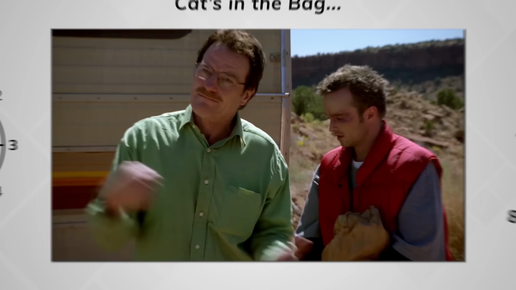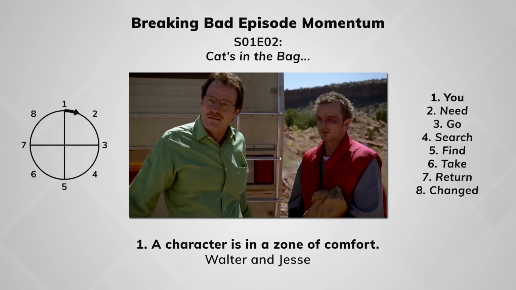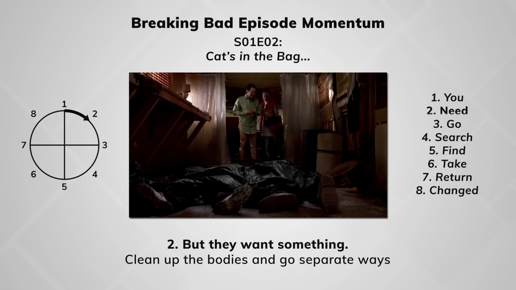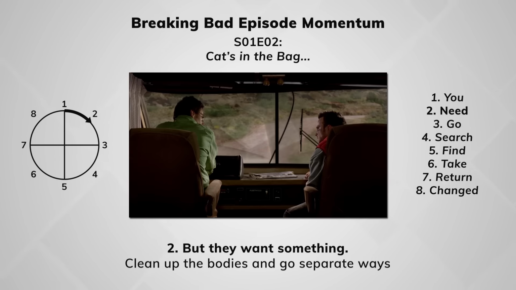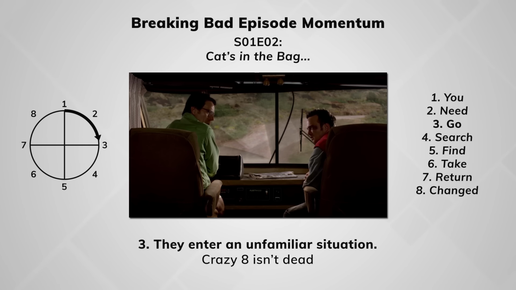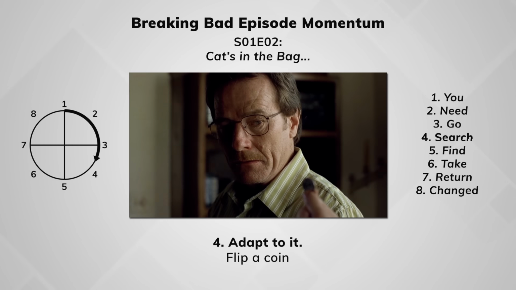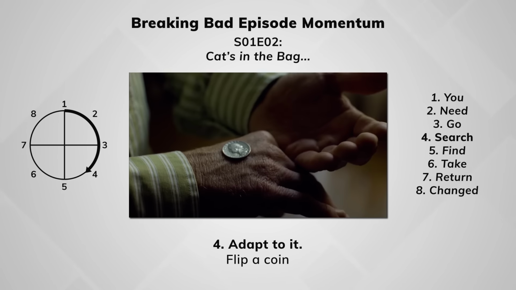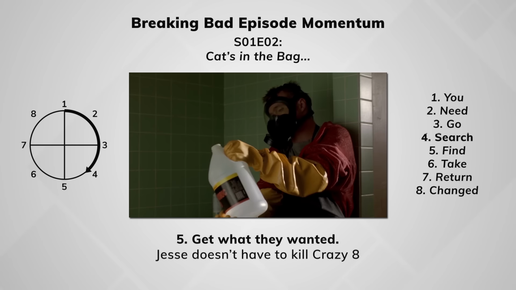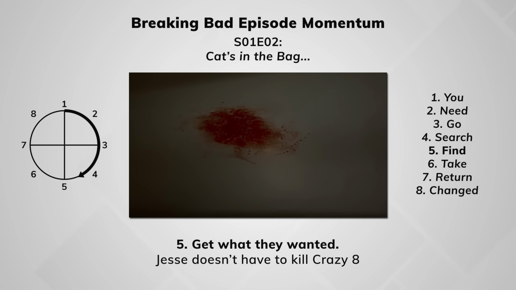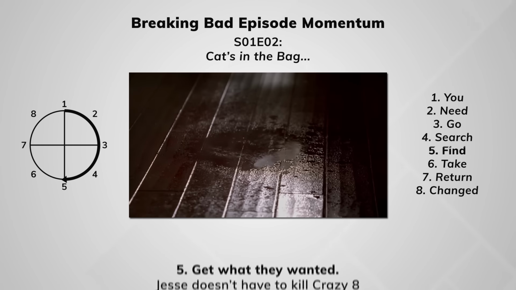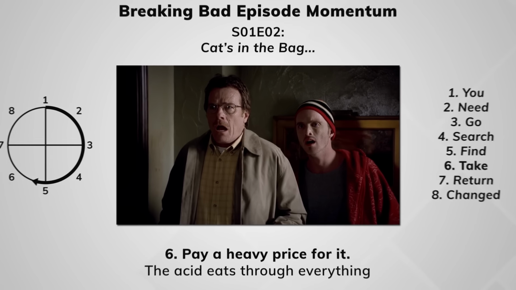In episode 2, Walter and Jesse are both the main characters. They want to clean up the bodies and be done with cooking meth. They enter an unfamiliar situation when they realize that Crazy 8 isn't dead. They adapted this by flipping a coin on which of them deals with each of the drug dealers. Jesse gets what he wants when he melts the dead drug dealer's body down, but this comes at a cost. Jesse did it wrong and the strong acid eats through his floor.